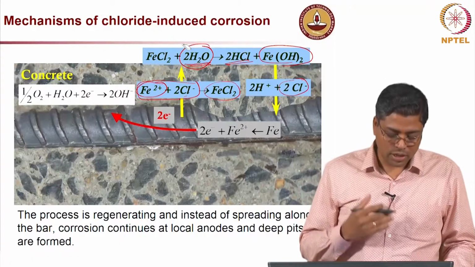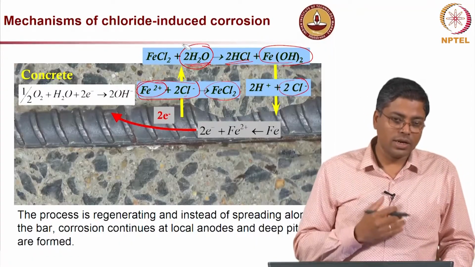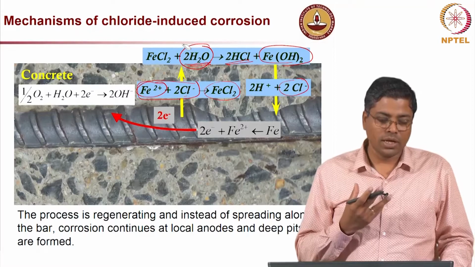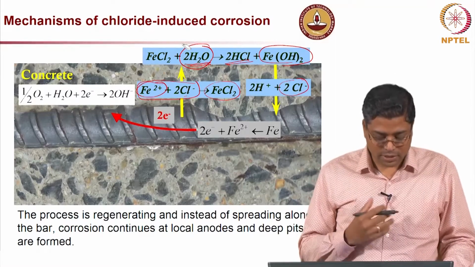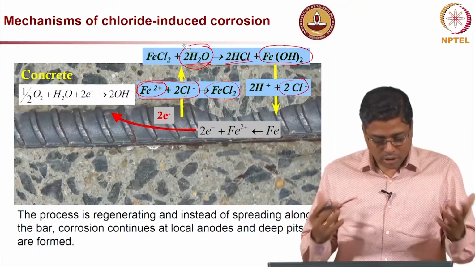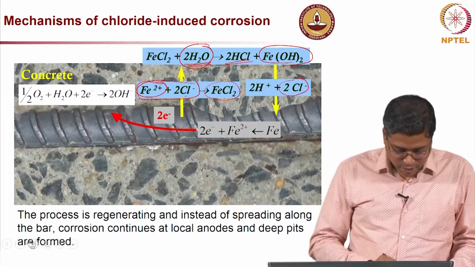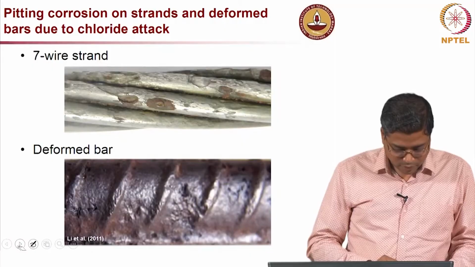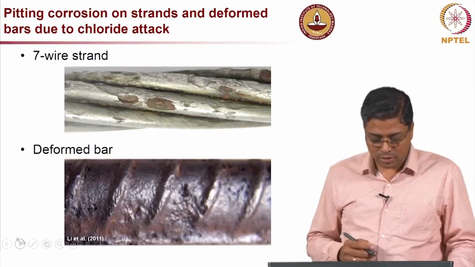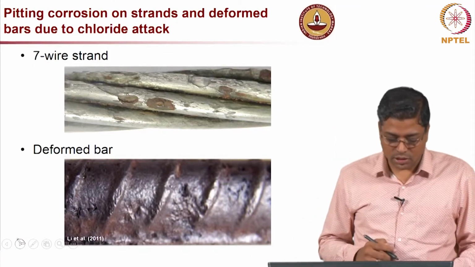How can we do it? Either by increasing the impermeability of the concrete cover, that is the best way to do, or you can also go for higher quality steel, which will result in delayed initiation of corrosion.